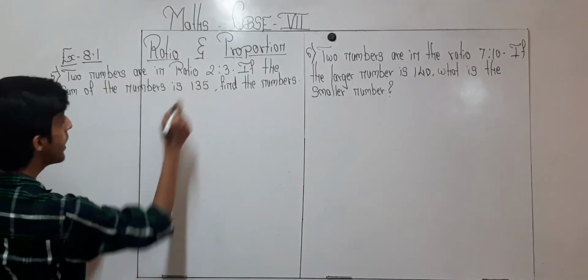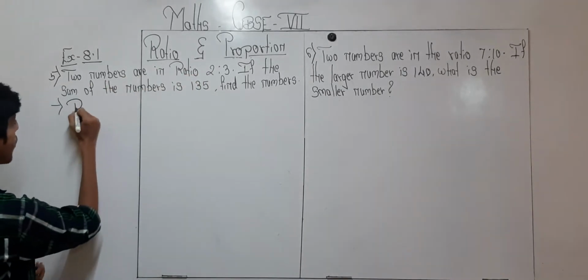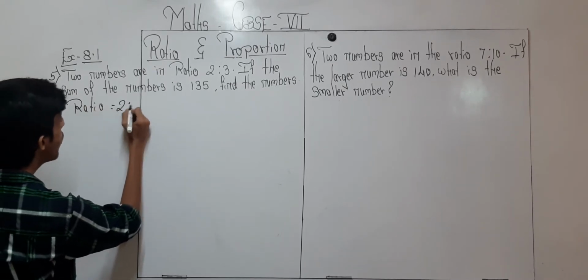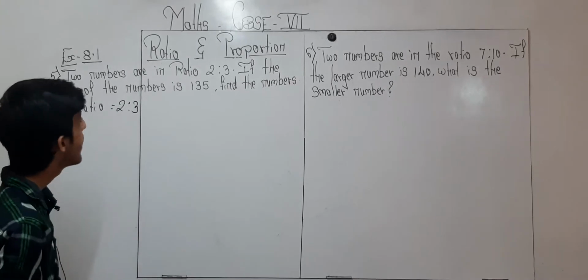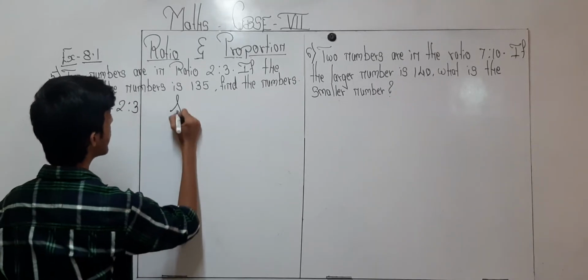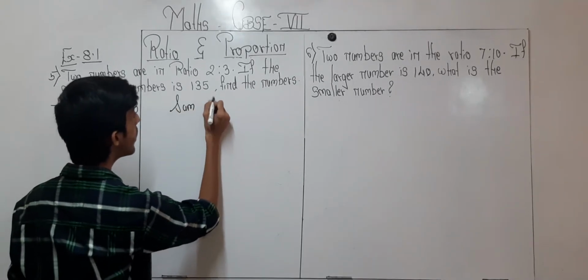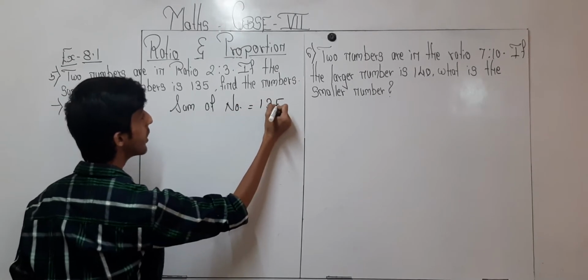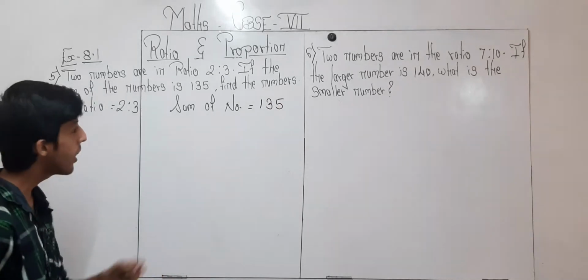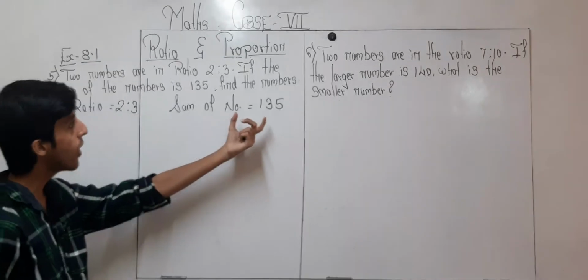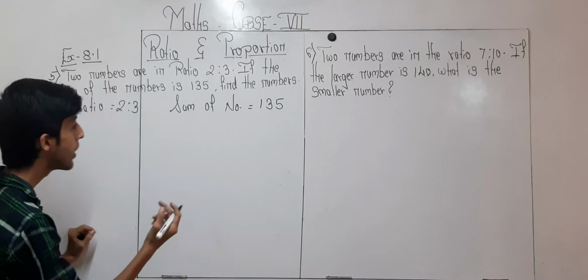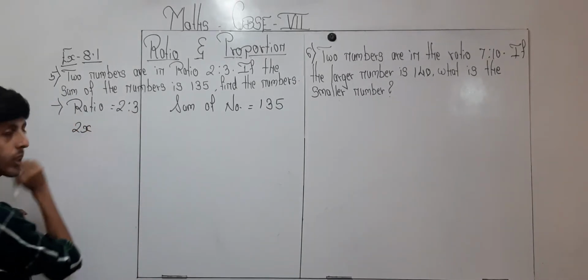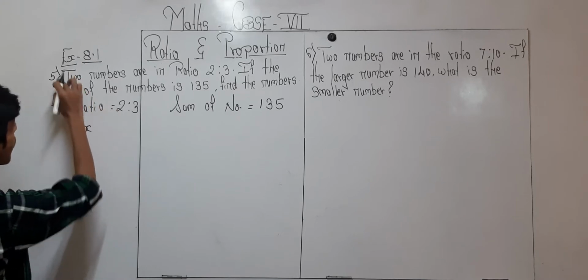Two numbers are in ratio. What is the ratio given over here? Ratio is being given as 2:3, and the sum of the numbers is 135. Sum means total, so the total of both numbers is 135. Find the numbers. The ratio is 2:3, so what I will do is take 2x and 3x. Same question we have done in question number 3.